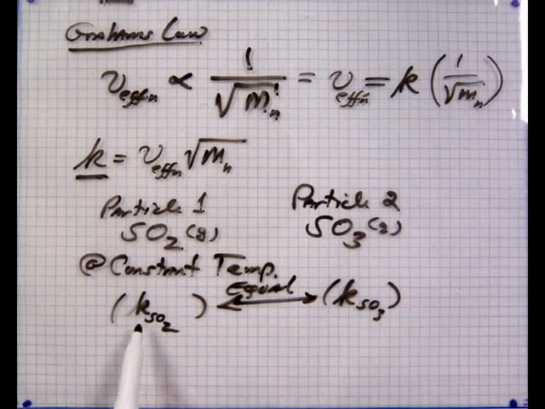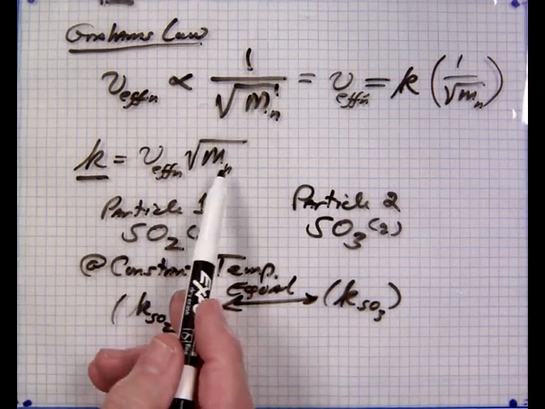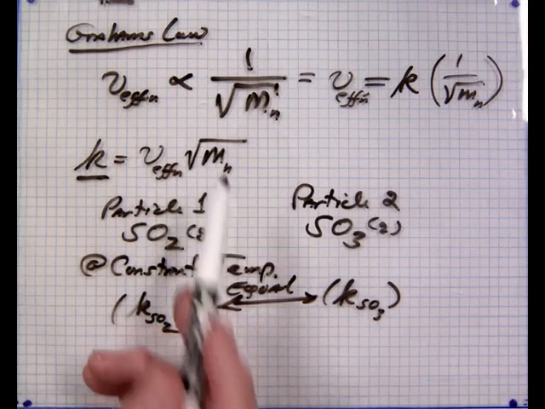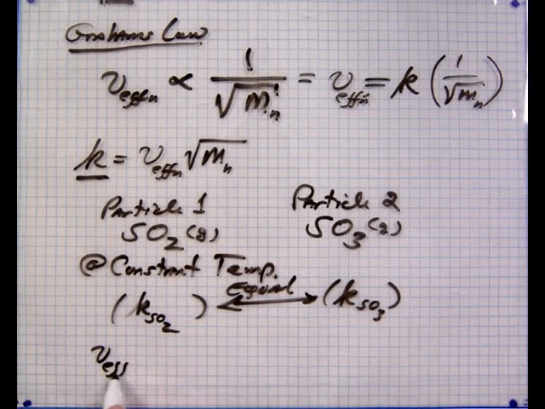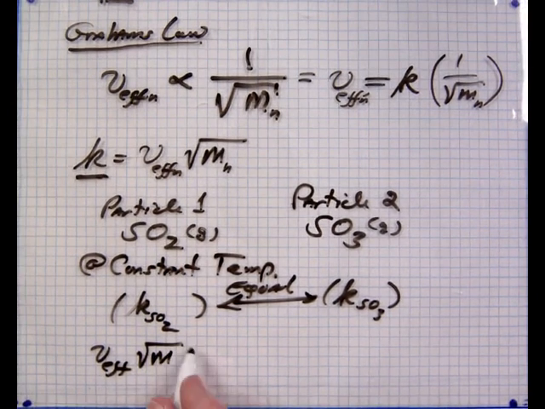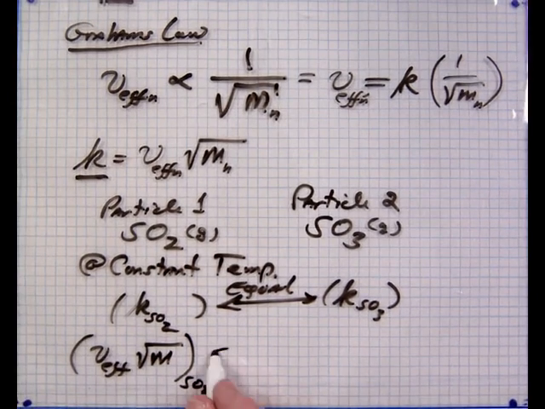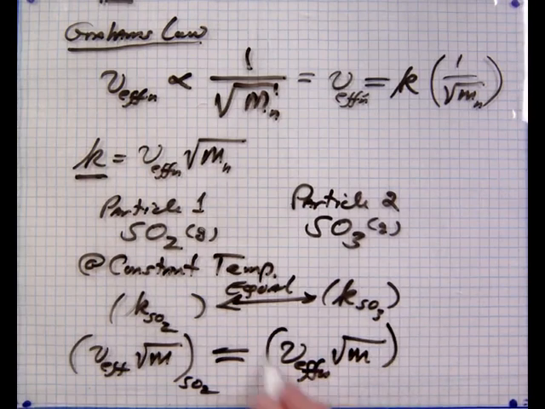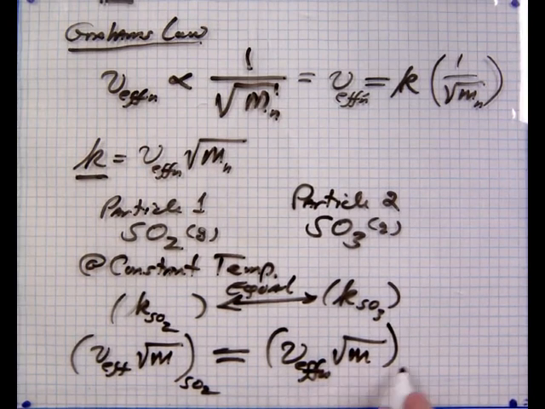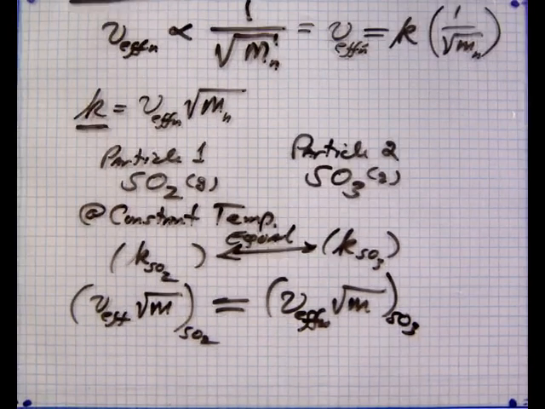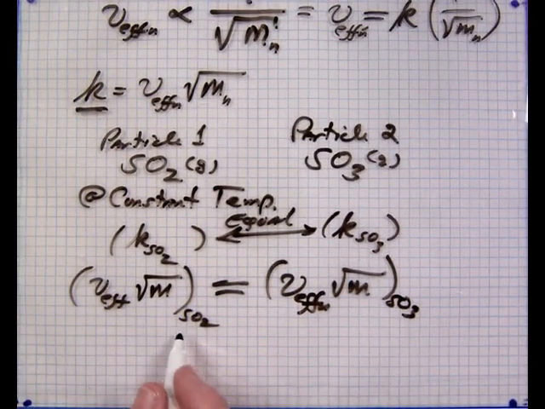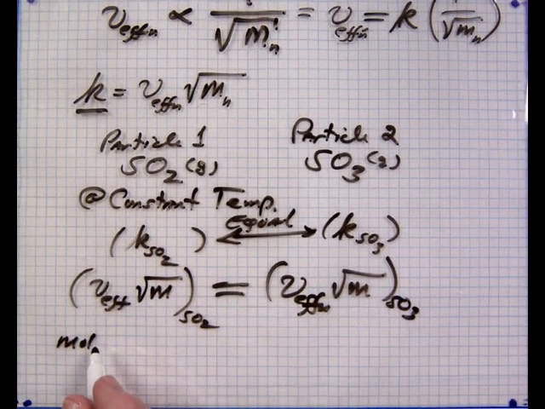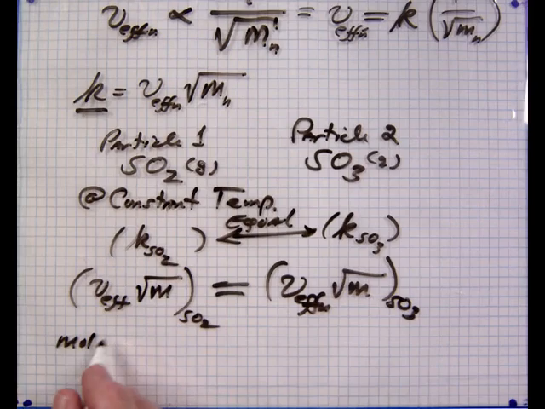So if the K values are equal, and K equals the velocity of effusion times the square root of mole weight, then we can put the velocity of effusion times the square root of the mole weight of the SO2 equal to the velocity of effusion times the square root of the mole weight of the SO3. So all we have to do is calculate the mole weight and put it in here. I'll show you what I'm doing here.